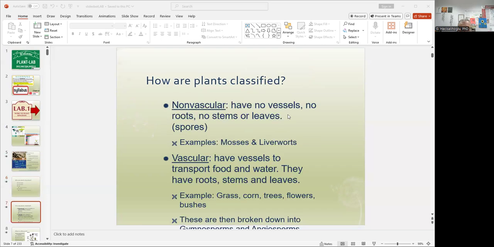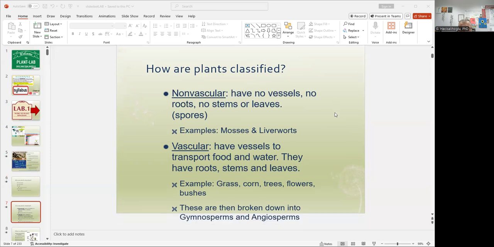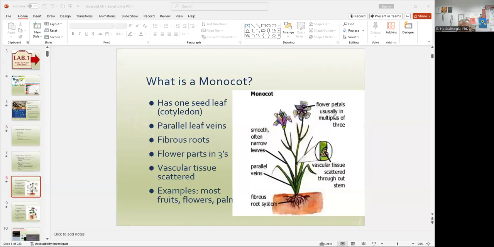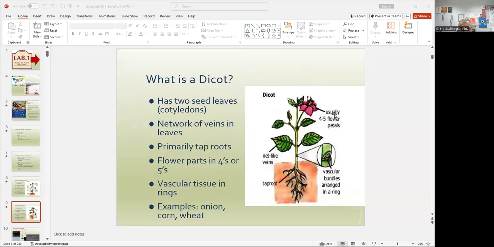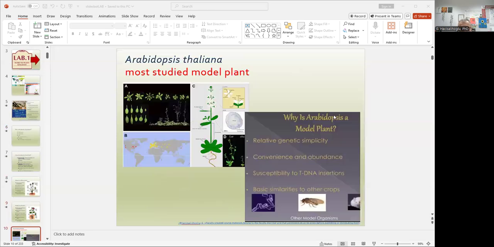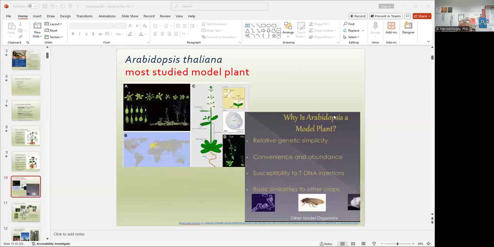Plants also can be classified as vascular versus non-vascular, but this is more morphology-wise, so we are not going to focus so much on this. Again, we are going to talk about these two classes of angiosperms, monocot versus dicot. So we have a table that actually shows that.